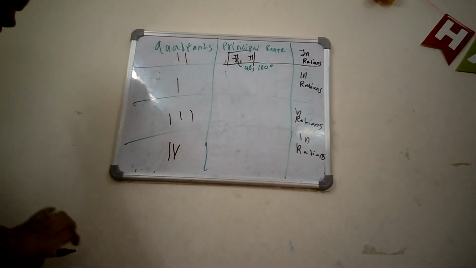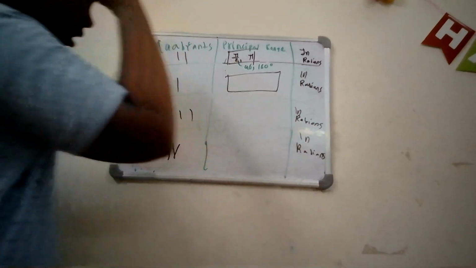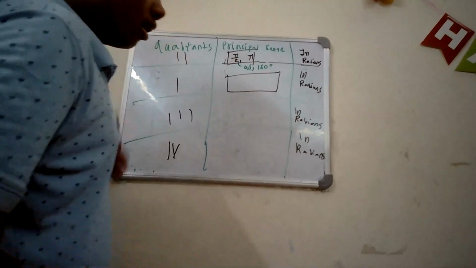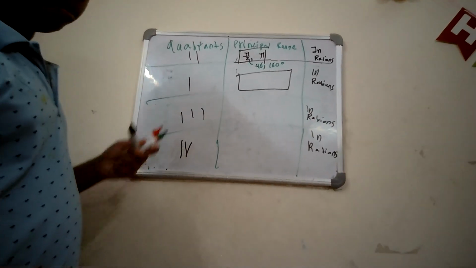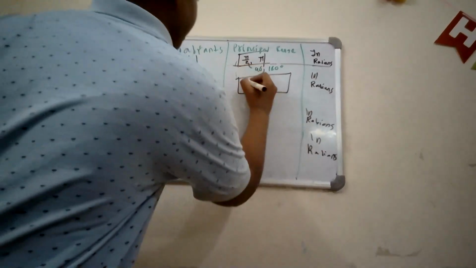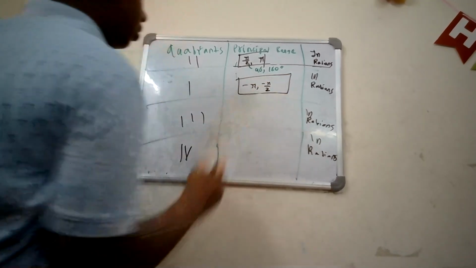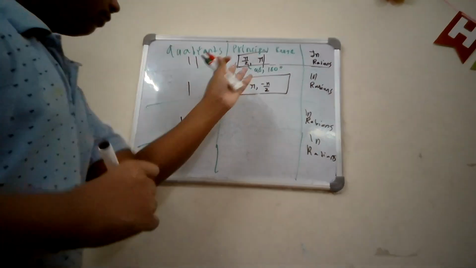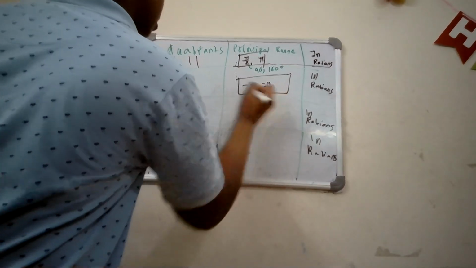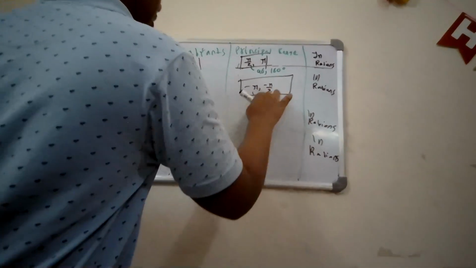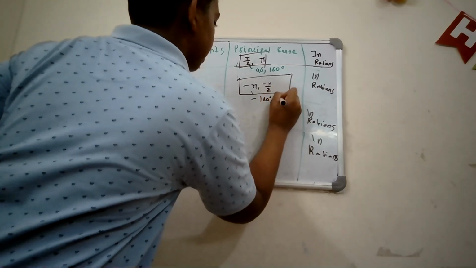Now coming to quadrant 1. This would be from negative pi to negative pi upon 2. And you just have to convert this. This will be negative 180 degrees to negative 90 degrees.